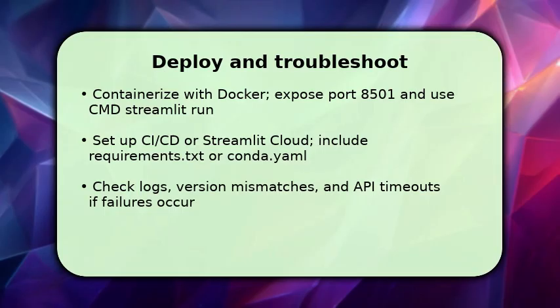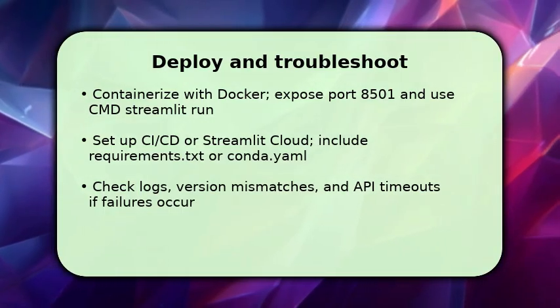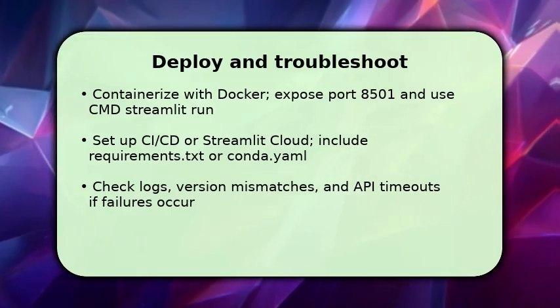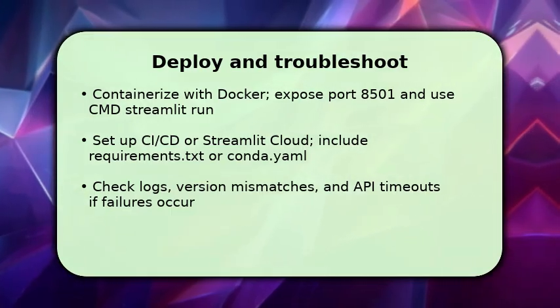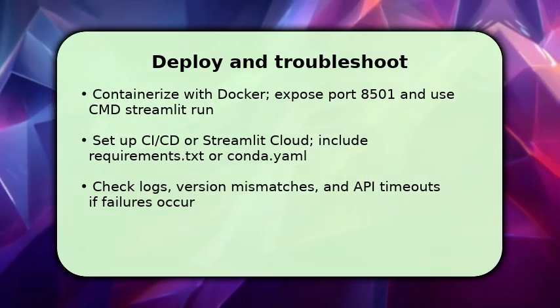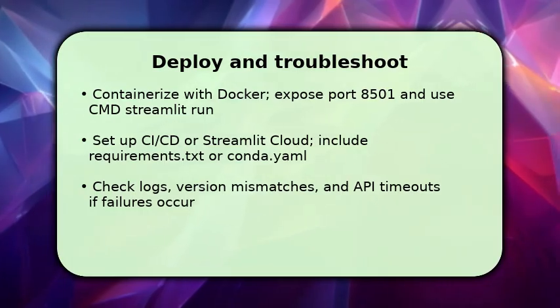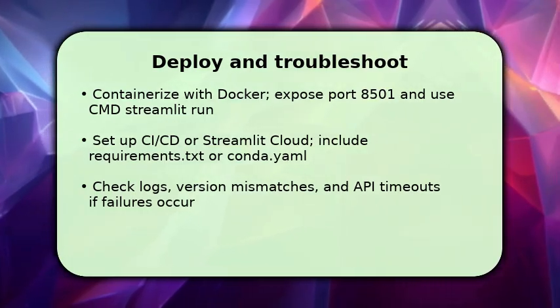Finally, deploy by containerizing the app with a lightweight Dockerfile, exposing port 8501, and running streamlit run in CMD, or push to Streamlit Cloud with requirements.txt or conda.yaml. Once live, monitor startup logs and latency, scale replicas, or add a reverse proxy if needed.